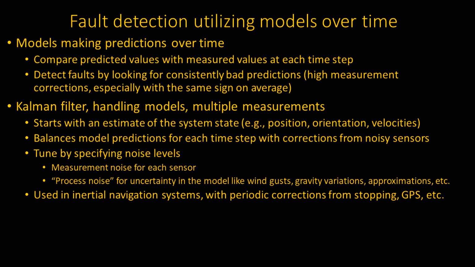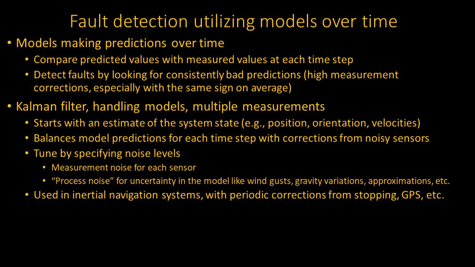Some models make predictions over time. For instance, the inertial guidance systems we talked about earlier. If we know the thrust of a rocket, we know its acceleration by Newton's law. And from that, we can predict its future velocity and position, given its current position and velocity, all done at regular time intervals. Now, we can use these models to detect faults conceptually the same way we've already talked about. We look at the actual measurement values and subtract the predicted value of those measurements. We look for consistently bad predictions, meaning high measurement corrections, especially with the same sign on average, meaning that we're usually predicting too high or too low.